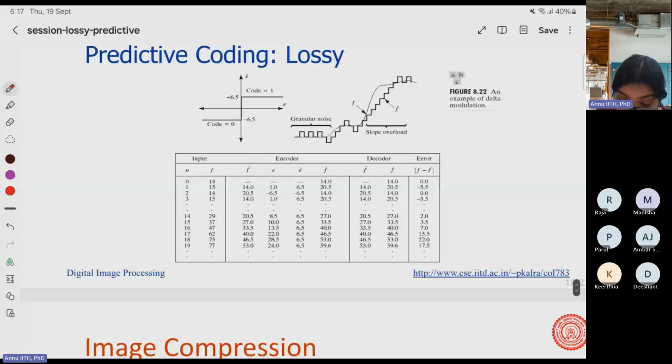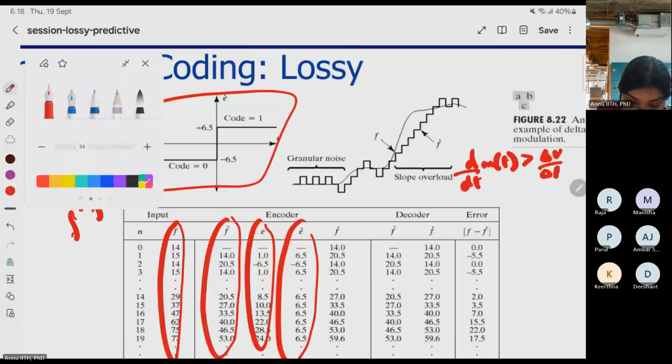Then finally, we have this granular noise and the slope overload. Slope overload means d by dt of m(t) is greater than the delta size, delta v by delta t. This is how slope overload occurs, and the reverse case is granular noise. You want the perfect approximated function, so you want neither granular noise nor slope overload. So this is all about this lossy compression.